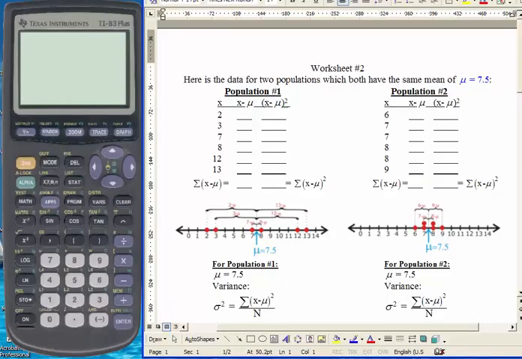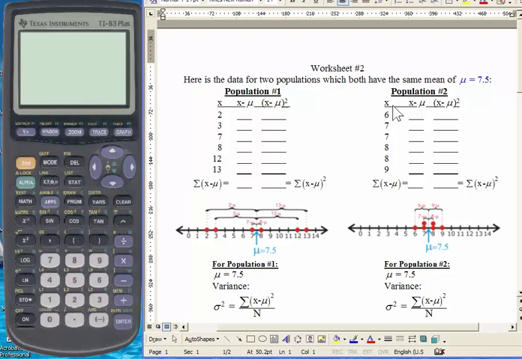All right, let's compare these two populations with each other. We have population 1 and population 2. Now, in each of these cases, we have very small populations, only 6 data values in each one. But we're trying to make this a manageable workload for us.